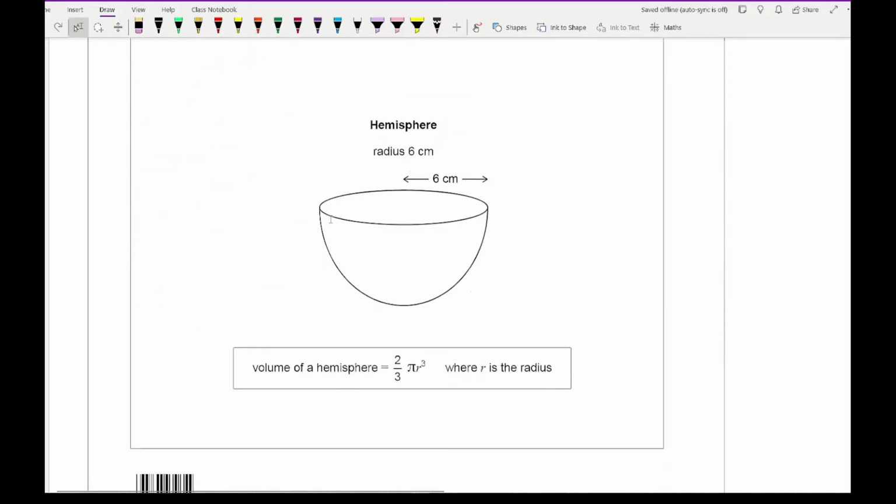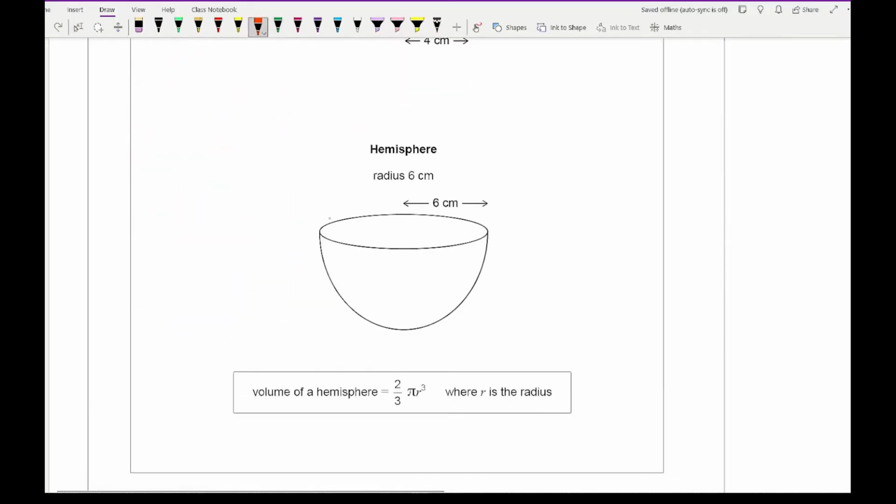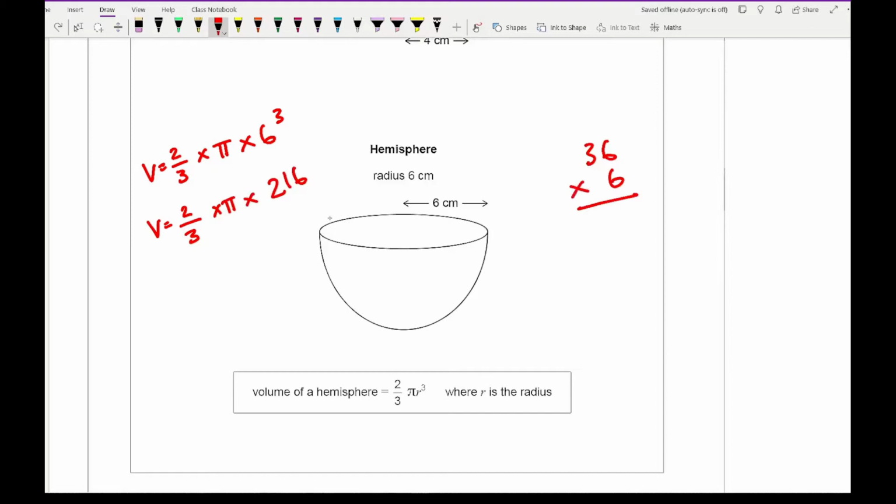Then working out the volume of a hemisphere, and again I'm going to use the formula that they've given to me. So here I've got that V equals 2/3 times pi times the radius, which is 6 cubed. Now I've got 2/3 times pi times 216, and if you're not too sure what that is, 6 squared times 6: 6 times 6 is 36, and 36 times 6, 3 times 6 is 18, plus 3 gives you 216. So that's how I've got that answer.